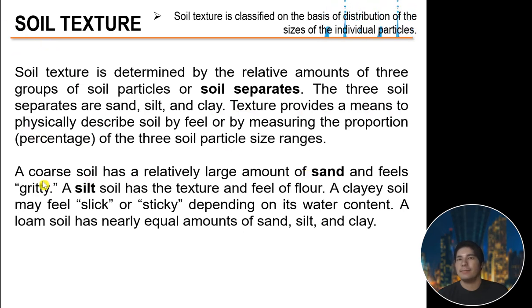So a coarse soil has a relatively large amount of sand and feels gritty, while a silt soil has the texture and feel of flour, and a clay soil may feel slick or sticky depending on its water content. So a loam soil has nearly equal amount of sand, silt, and clay. Yan yung loam.